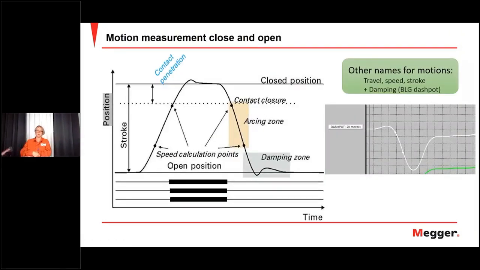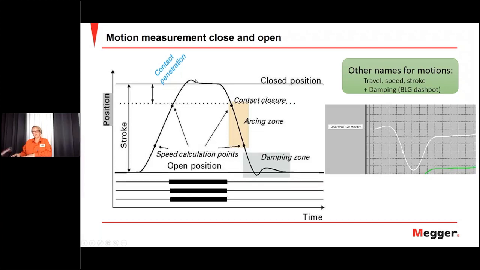Here we're also showing the timing graph. So we start here to the left, the breaker is open, and the breaker closes. And over here, it opens again. So what happens? Yeah, first you have a coil current going on, which is not shown here. But then after the basic delay, it has released the spring, it starts moving. And here you have a contact closure, and this is where you normally put your first speed point.